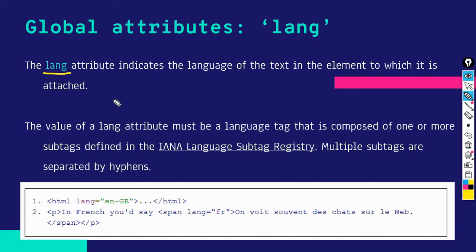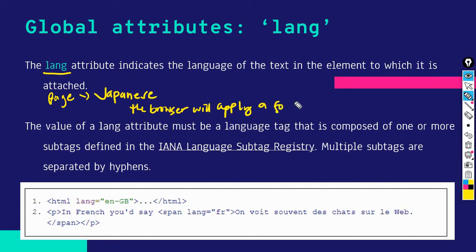So for example, if you create a page in Japanese, the browser will automatically apply a font that produces Japanese shapes for the characters. So rather than Chinese shapes. But only if you have told it that your content is in Japanese.